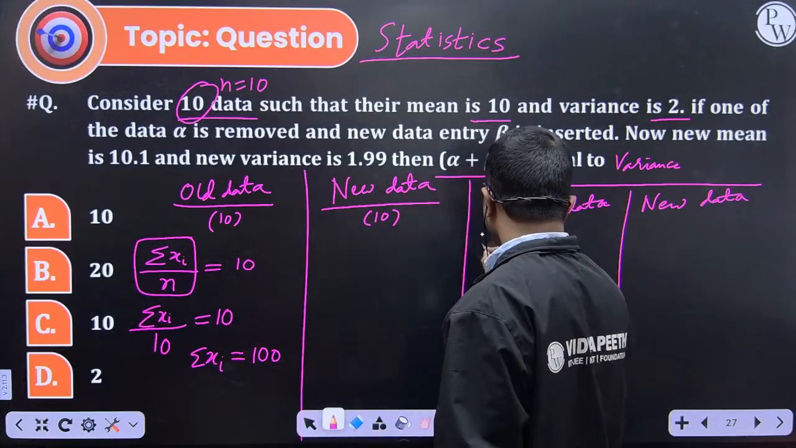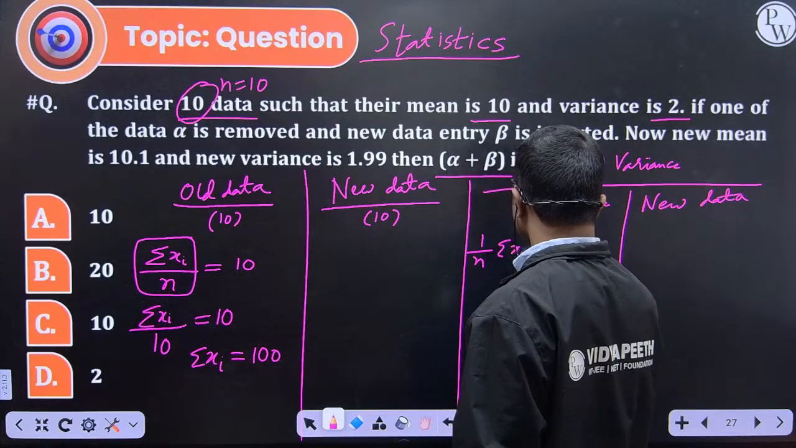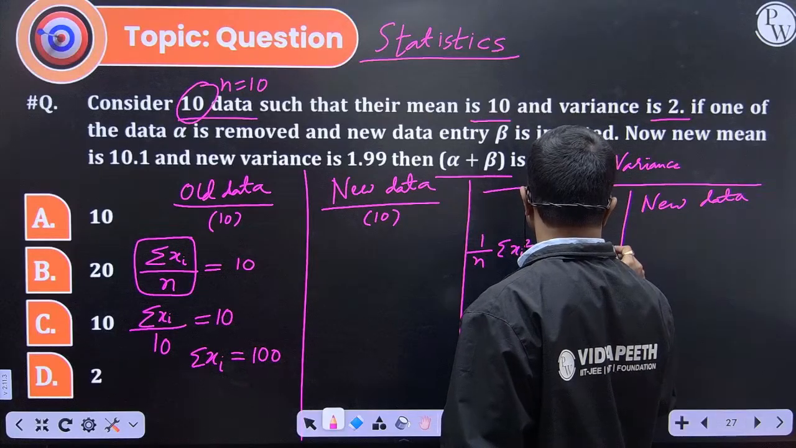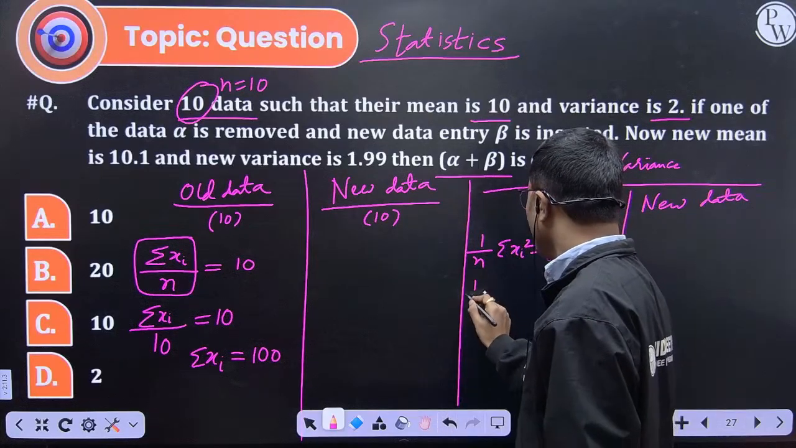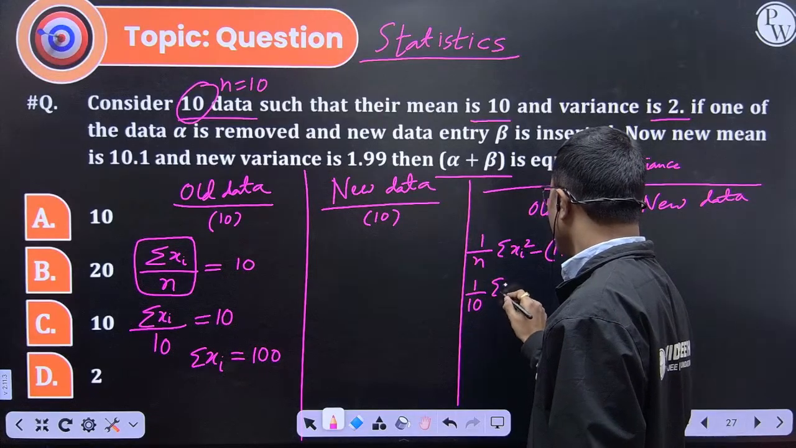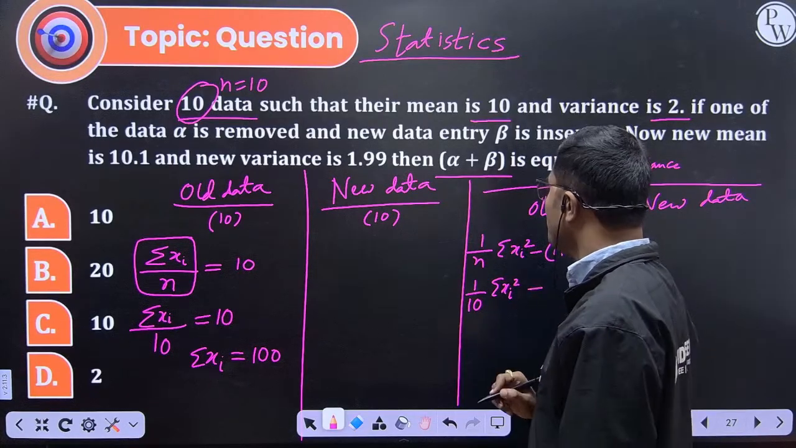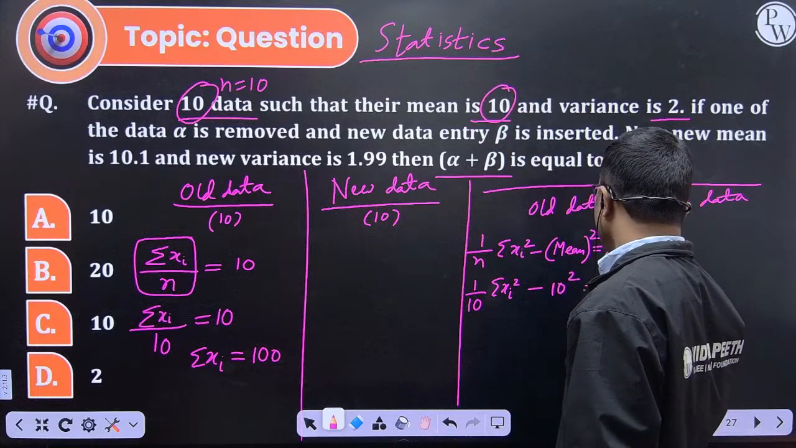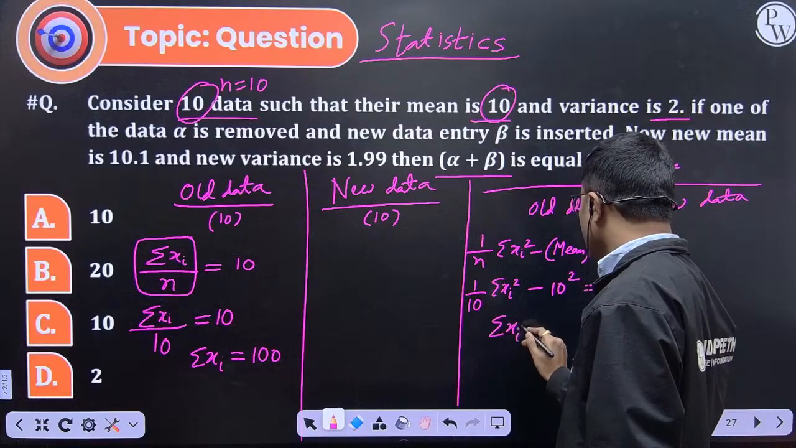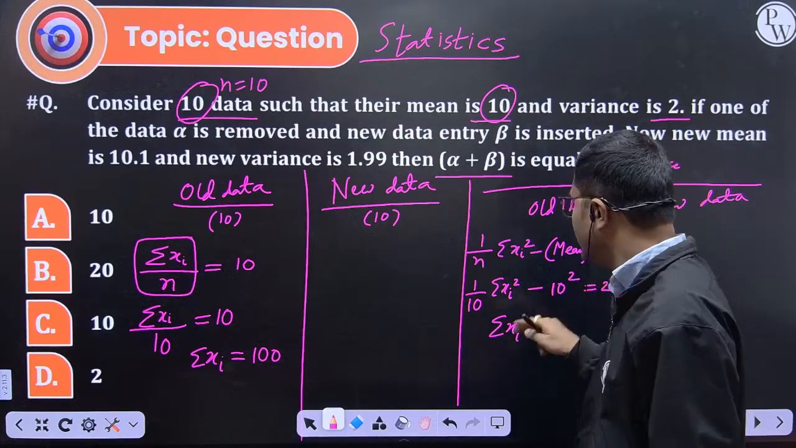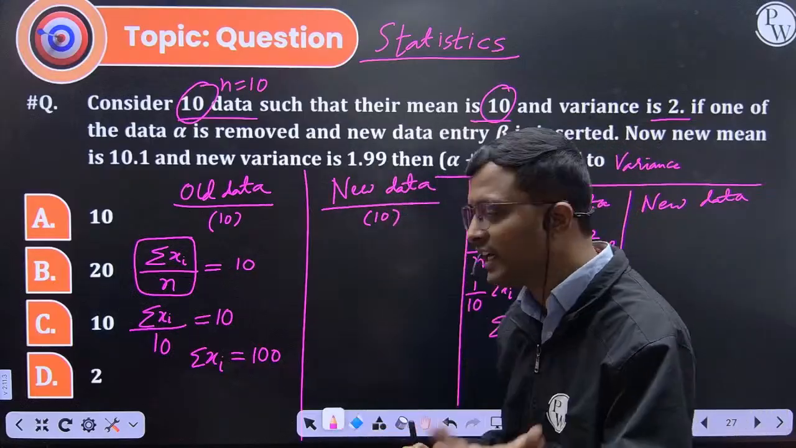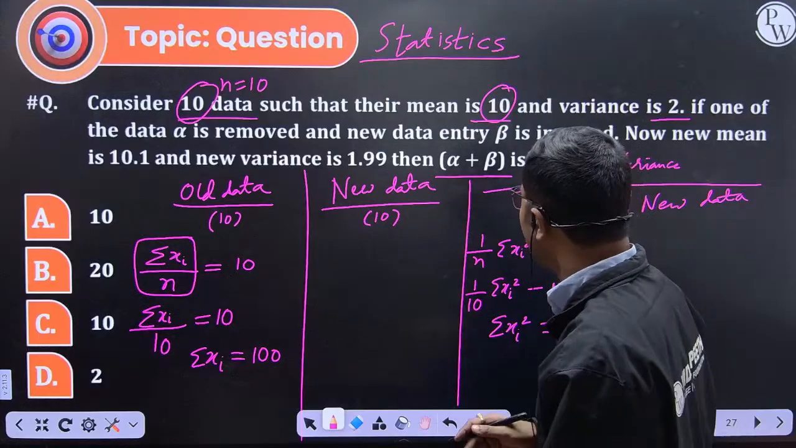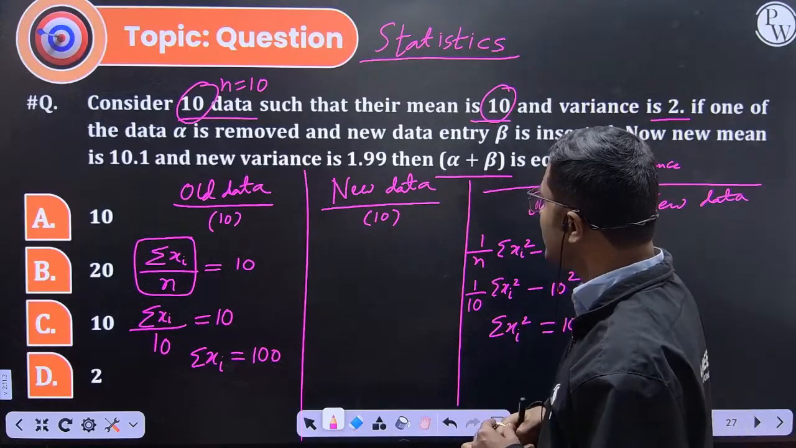So what is the formula? 1 by n sigma xi square minus mean square. That is our variance, given as 2. 1 by n. What is n? N is 10. Sigma xi square minus mean value. Mean is 10 already for old data. So 10 square is equal to 2. So finally what is sigma xi square? After simplification, 10 square will go to right hand side. 102 into 10, 1020.